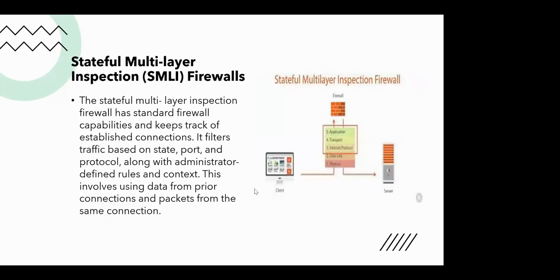Stateful multi-layer inspection or SMLI firewalls. The stateful multi-layer inspection firewall has standard firewall capabilities and keeps track of established connections. It filters traffic based on state, port, and protocol, along with administrator-defined rules and context. This involves using data from prior connections and packets from the same connections.